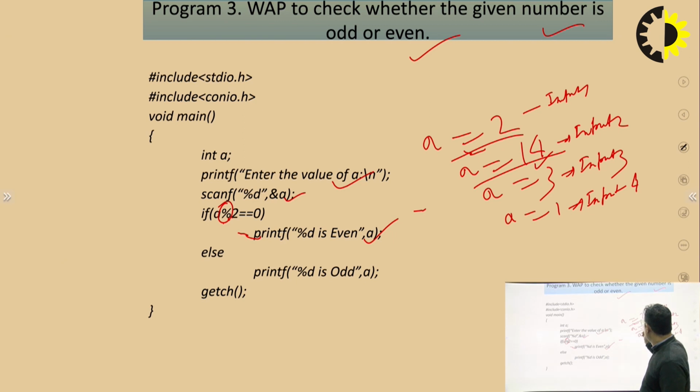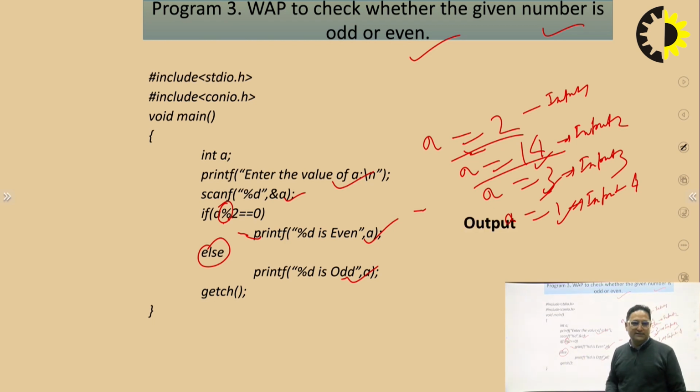So again it will say that 14 is an even number, correct? Now for 3, the remainder will be 1. So the else condition will get executed since it is not 0. So the number will be odd. Of course 3 is odd. Now for 1, again the remainder will not be 0. So 1 will be the odd number since the else part will get executed.